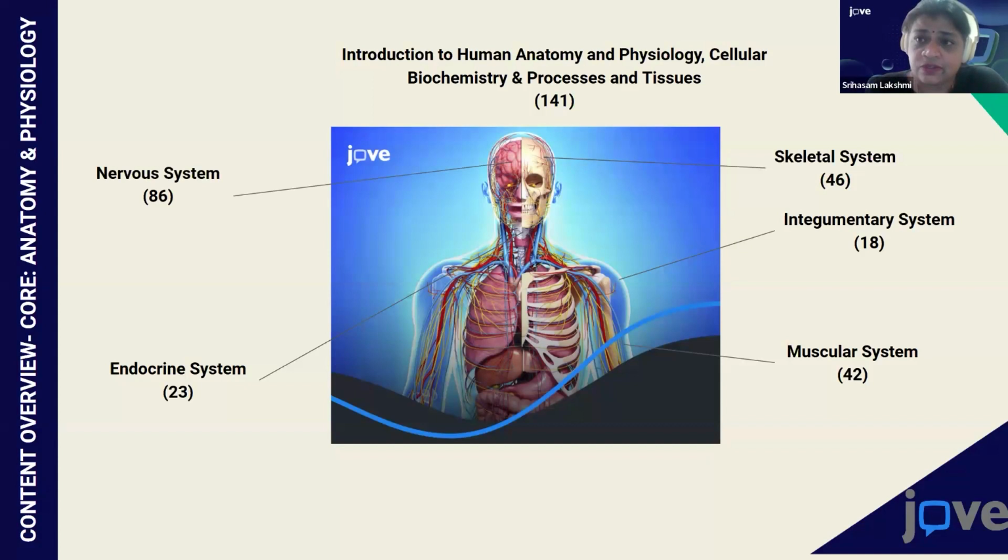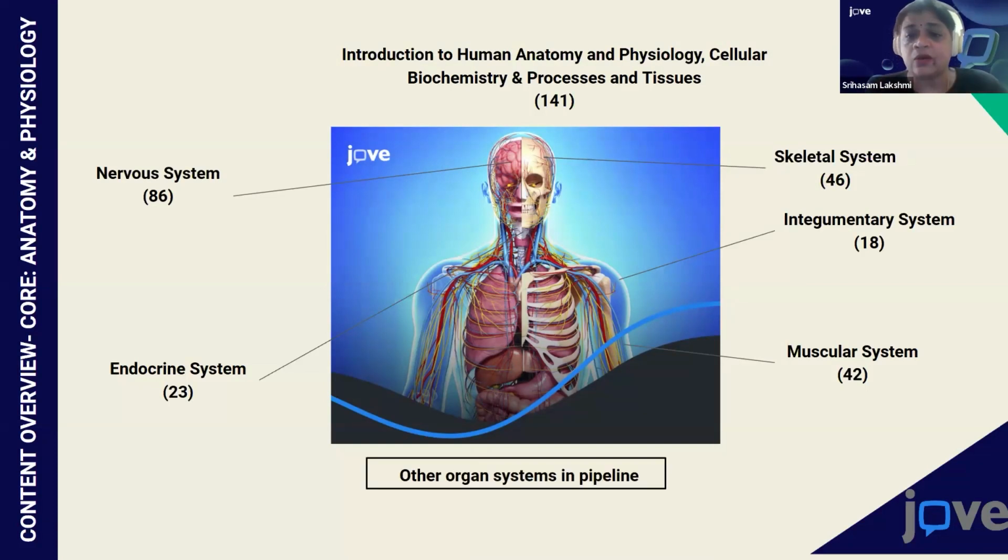And 86 videos on the nervous system, where the function of the nerves, synaptic transmission, action potential, and basic molecular function are described, as well as the central nervous system, the organs, the brain, the parts of the brain, the different types of nerves, and also the autonomic nervous system. These are all discussed here. I would say it's the starting of a comprehensive collection, because we have videos on the other organ systems also in the pipeline.